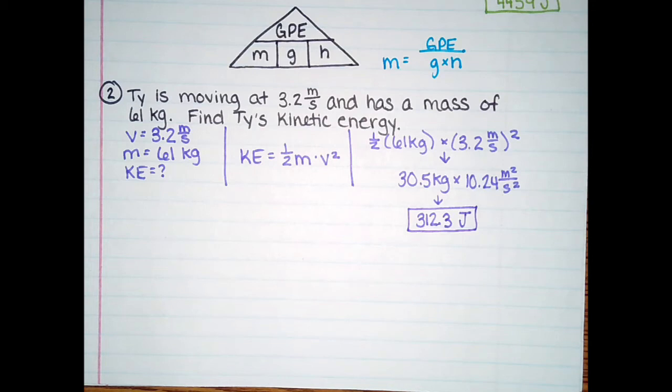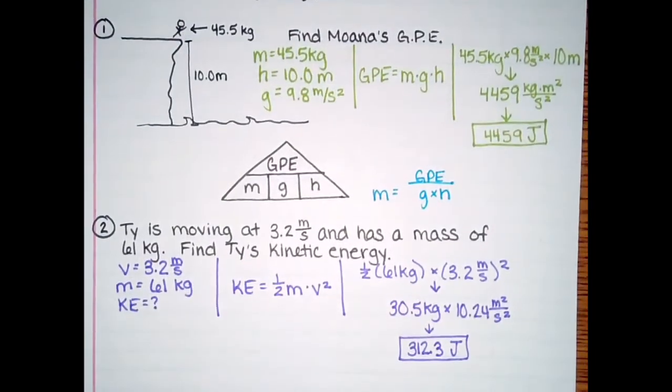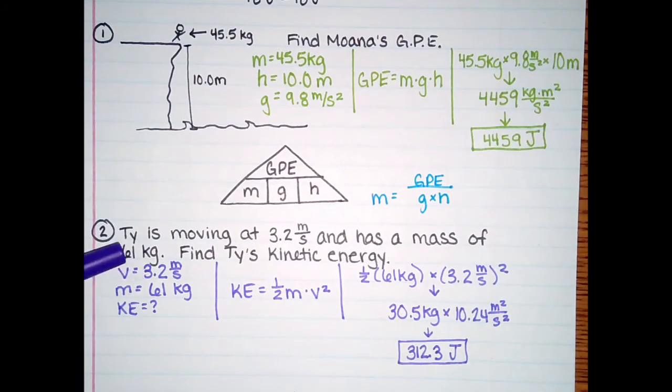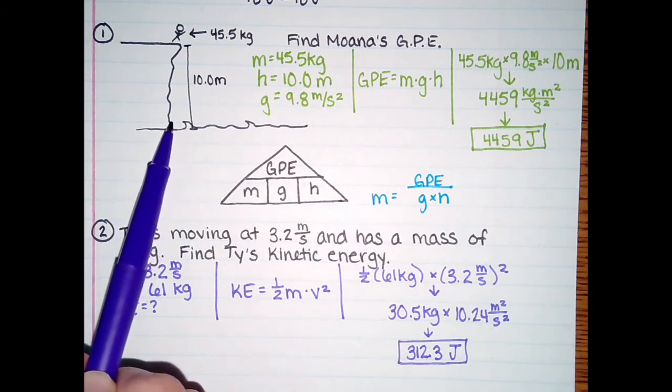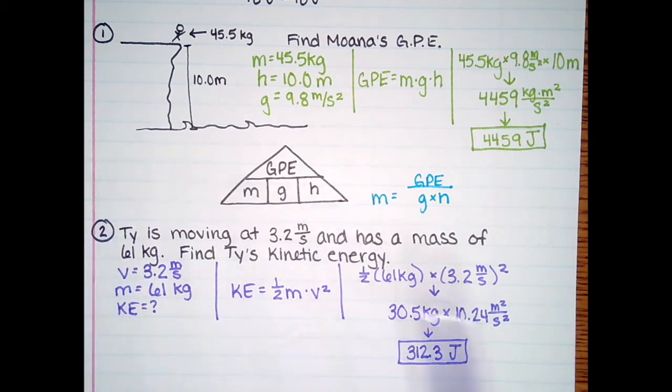So if we look at the energy of Moana and look at the energy of Ty, we can make some conclusions. We know that Ty has more mass. Ty has a mass of 61, Moana has a mass of 45. But Moana has more than 10 times the energy than Ty does. So you can see before Moana hits the water, she is moving a lot faster than Ty was because that energy is so high.